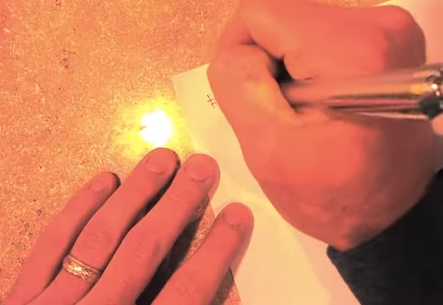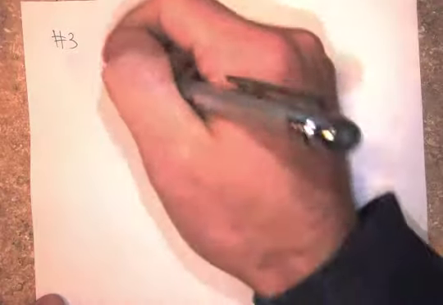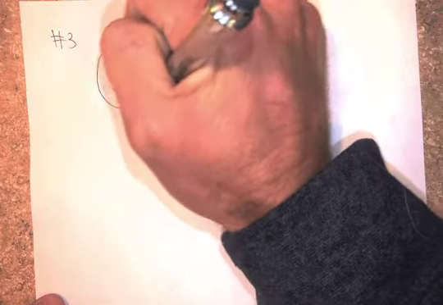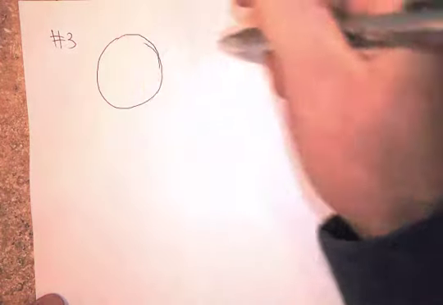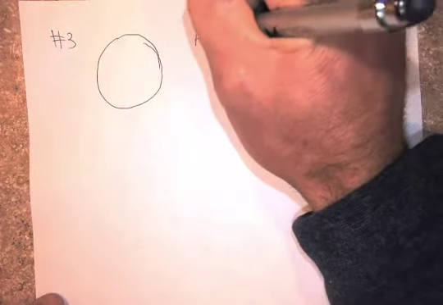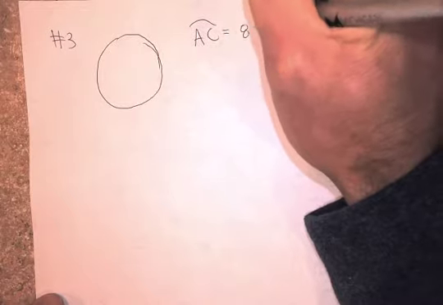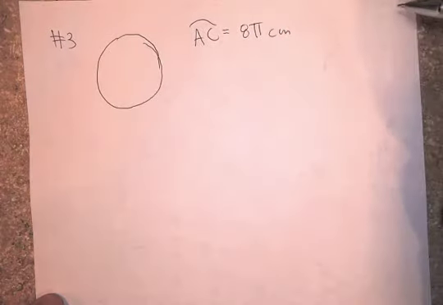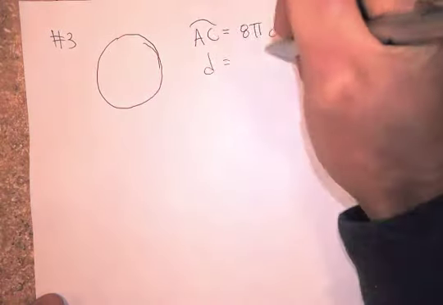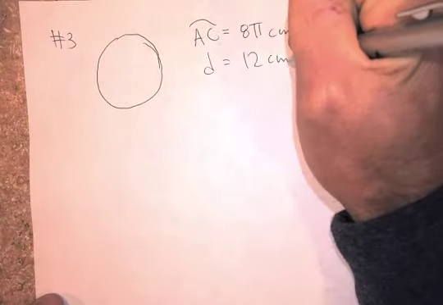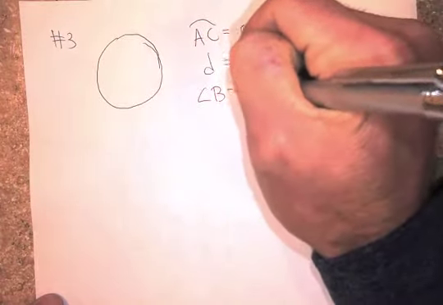Okay, the third one here is a little tougher. Make sure you do keep watching here so you can get this one. This one's going to say arc AC is 8 pi centimeters long, and it's going to say the diameter of the circle is 12. And it will ask how big is angle B.